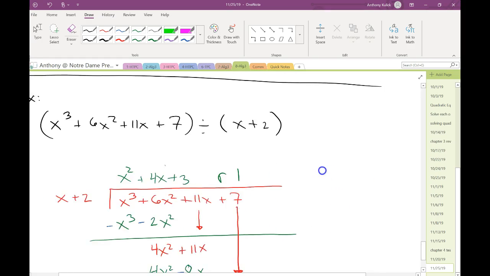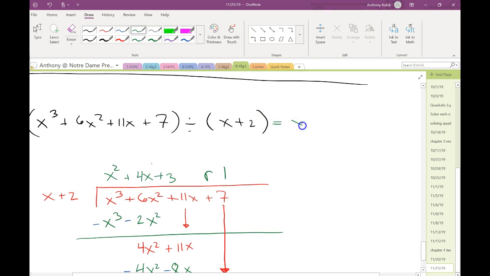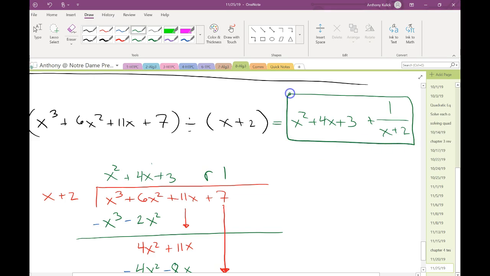But that's not how I'm going to write my final answer. I'm going to write my final answer as quotient plus remainder over divisor. And that's the way that we'd want to write our final answer. Everybody okay with that one? That shouldn't have been too bad, right?